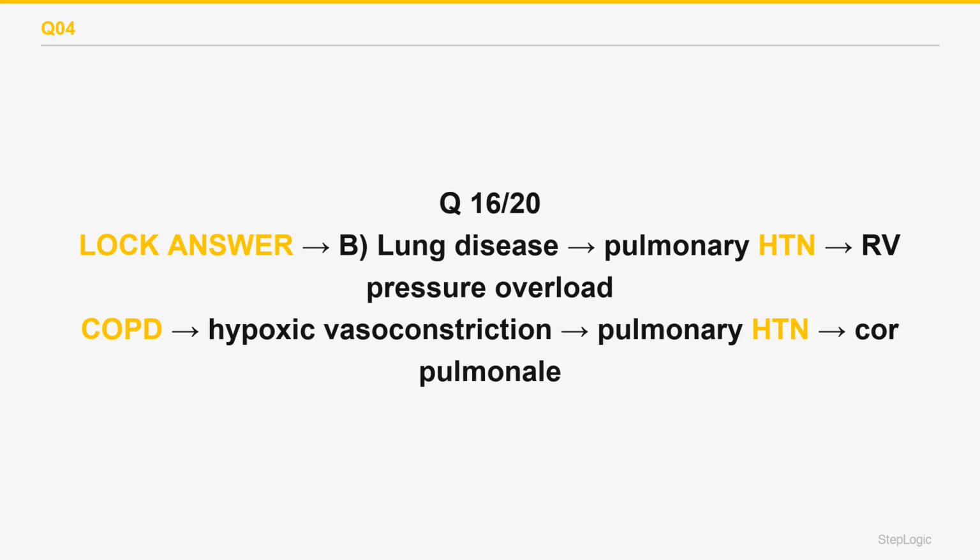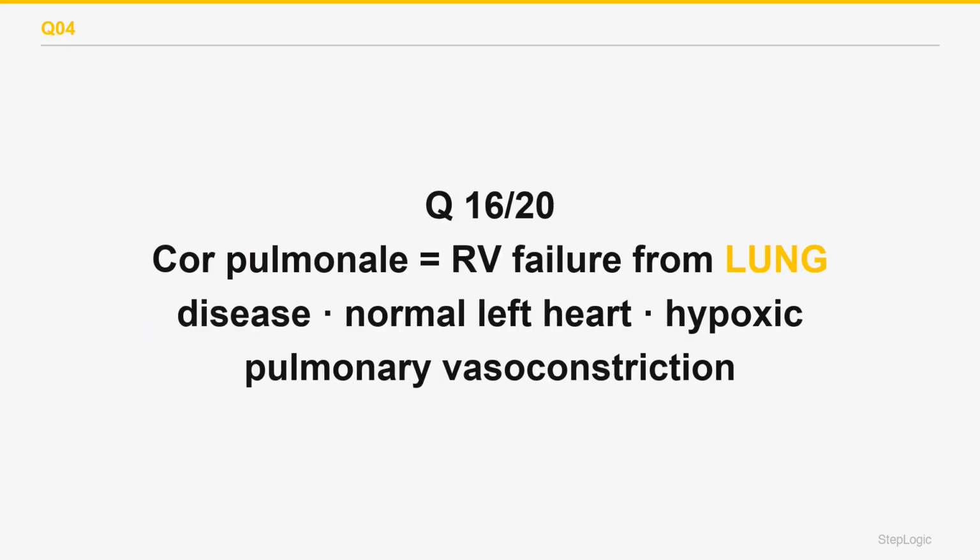The crucial defining feature is that the left heart is normal. That is what makes this cor pulmonale rather than biventricular failure. If left ventricular dysfunction were the cause, choice A, that would be the most common cause of right heart failure overall, but here the left side is explicitly normal, pointing to the lungs.